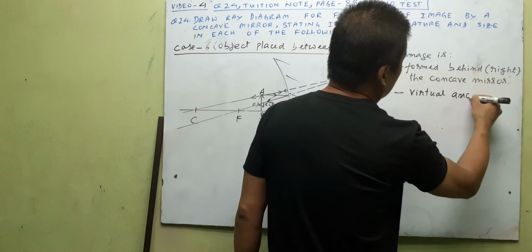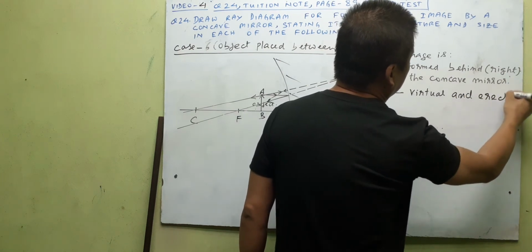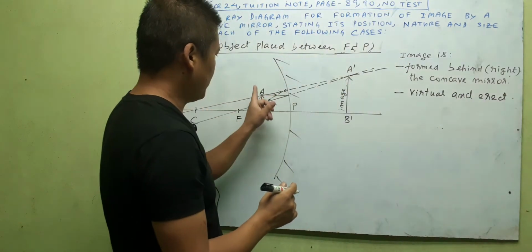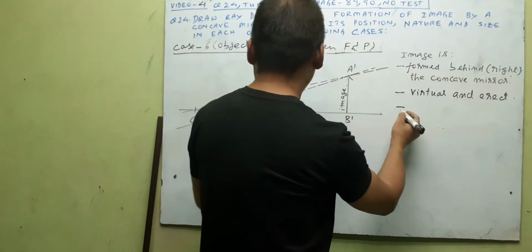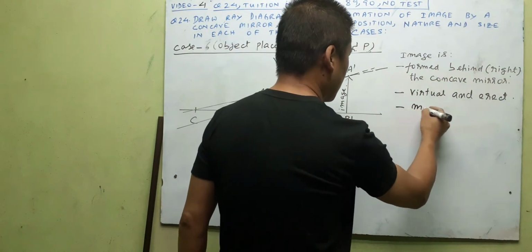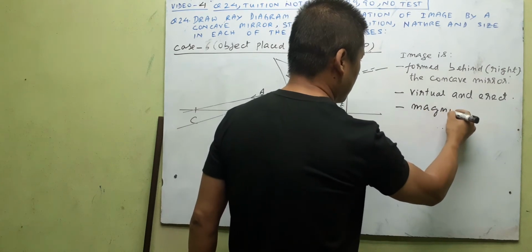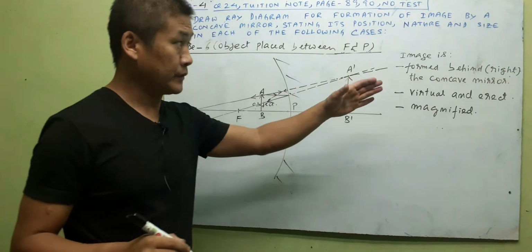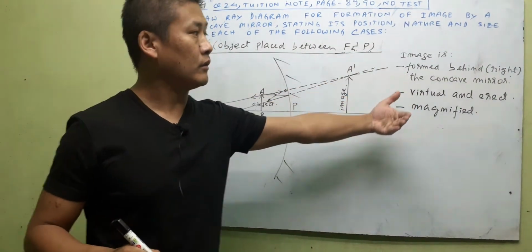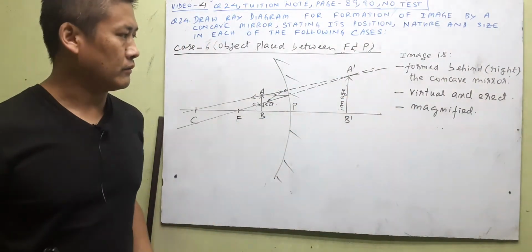Virtual and erect. Erect because up is up, see A up, A dash up, right? And it is bigger than the object, so it will be magnified. So this is the only case where the image is virtual, erect, and the position is behind or right side of the concave mirror, right?